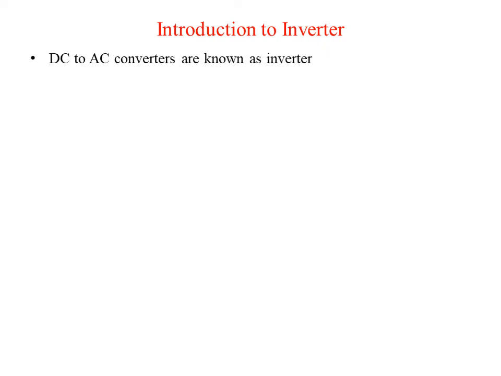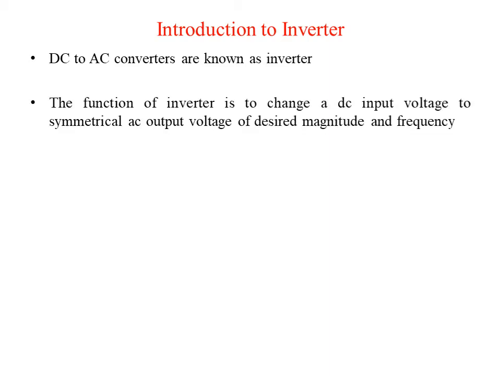Inverters. DC to AC converters are known as inverters. The function of an inverter is to change a DC input voltage to a symmetrical AC output voltage of desired magnitude and frequency.